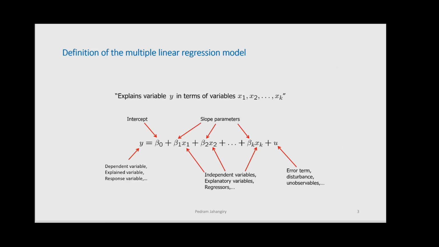All right, so let's clear some terminology. Again, everything is going to be very much the same as the simple regression model. So for instance, we're going to say that the multiple linear regression model explains variable y in terms of variables x1, x2, and up to xk. So one important thing is that I want you to distinguish between these x1, x2 as different, separate variables, not different observations, right?